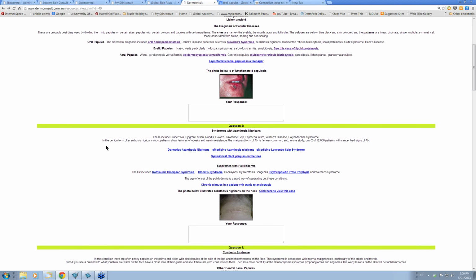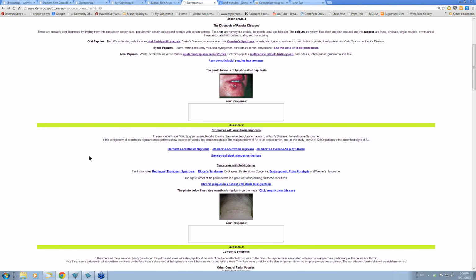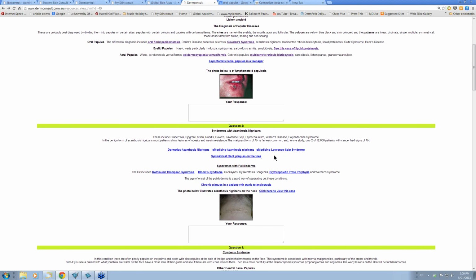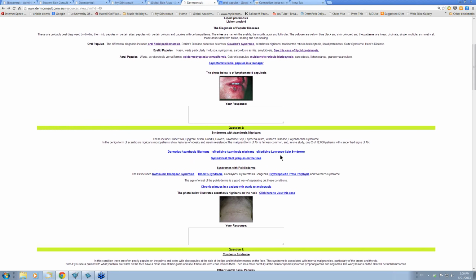The thing to know is if you've got a newborn with features of acanthosis nigricans, go looking for some syndrome as being the underlying cause of it. We've said most benign forms will show obesity and insulin resistance, and the malignant forms are much less common. This was a case in DermNet, but I'll leave you to look at that yourself. If you want to know more about the Lawrence-Seip syndrome with insulin resistance and a bit of lipoatrophy, then you can read up there.